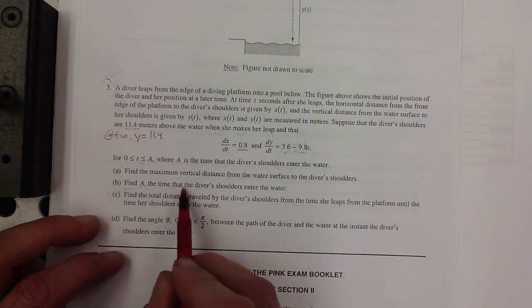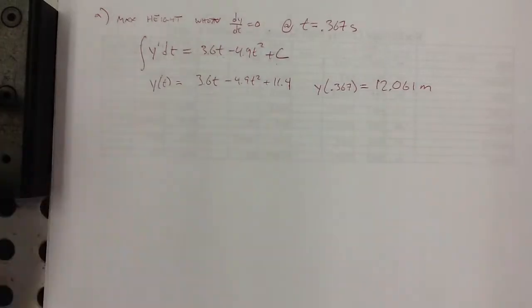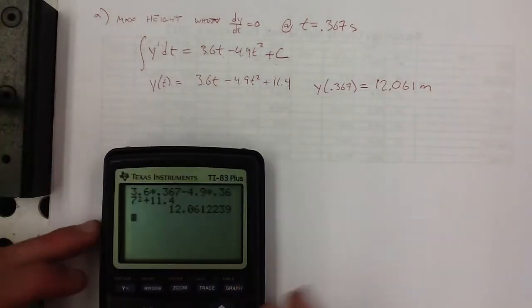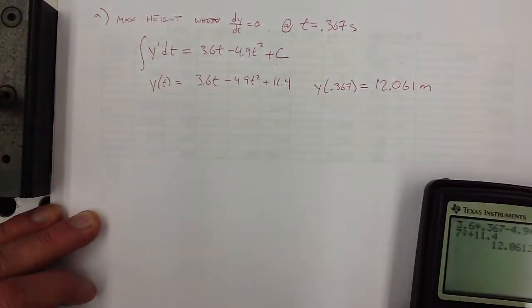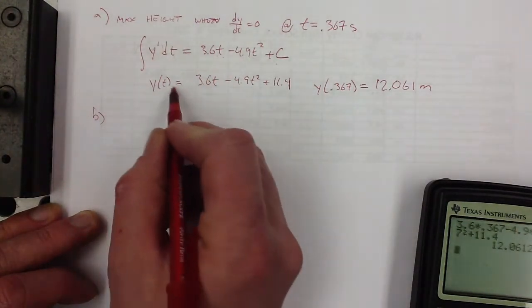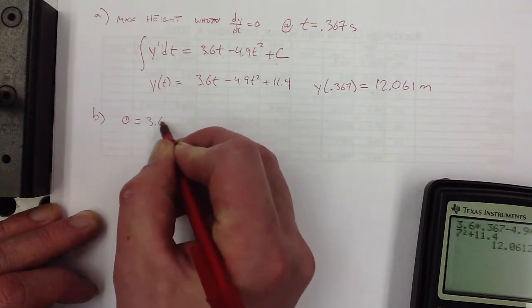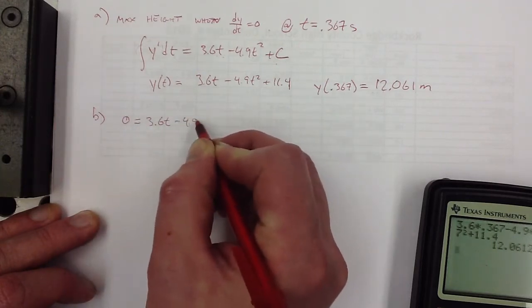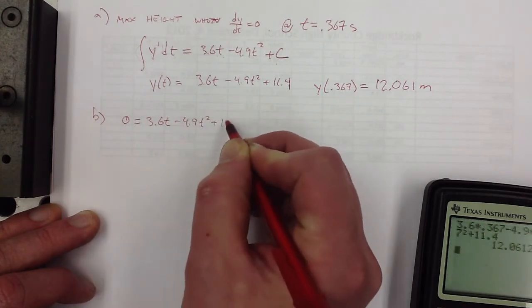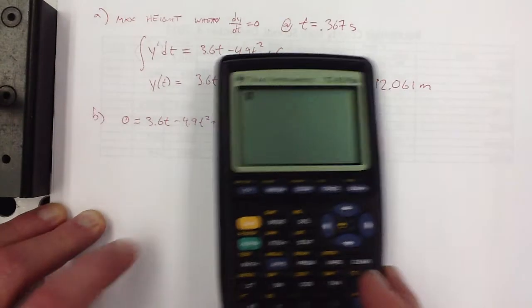Find A, the time that the diver's shoulders enter the water. So when do her shoulders enter the water? I've got a position function now, so since I have that, this is the position, so I could just set that equal to 0. 3.6t minus 4.9t squared. I guess I should have graphed it for the last part. That would have made things a little easier now.